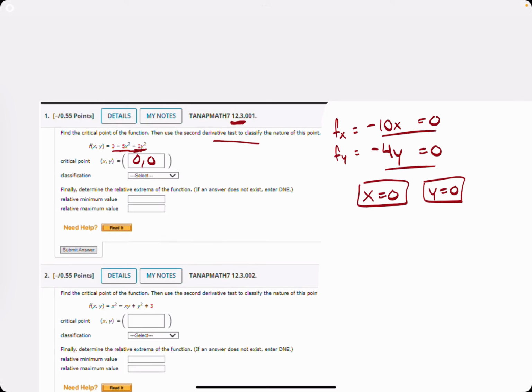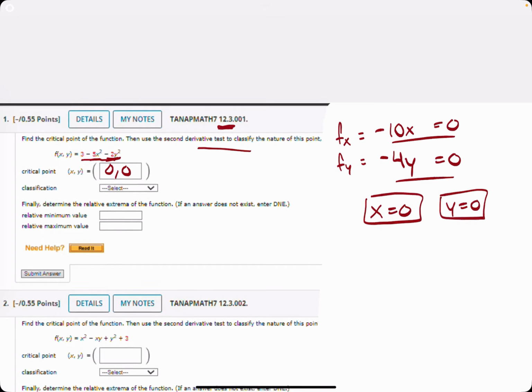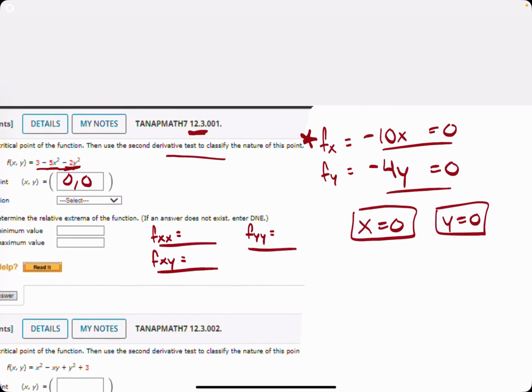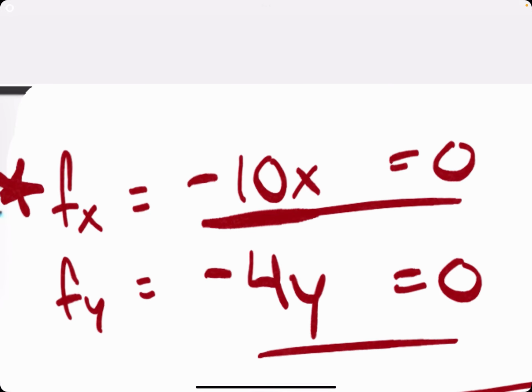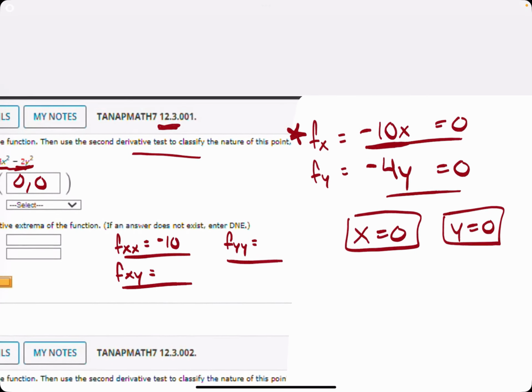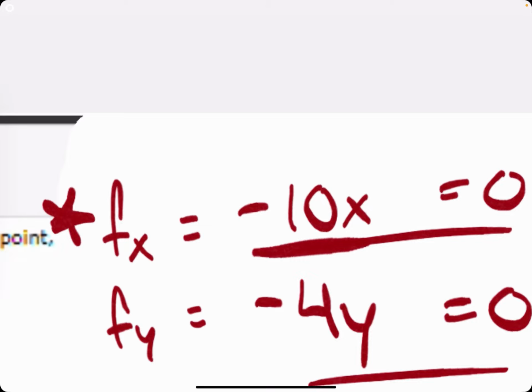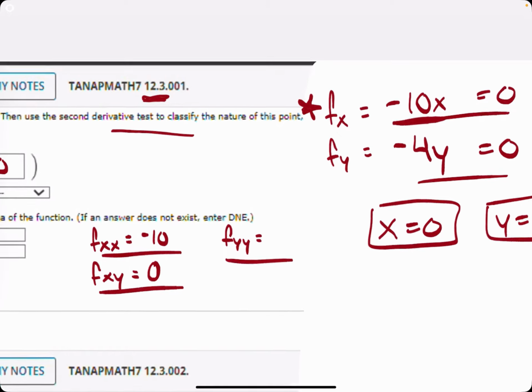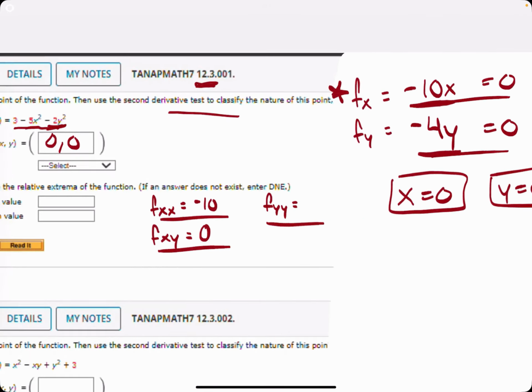Excuse me. Now, we use the second derivative test. The second derivative test is to find fxx, fxy, and fyy. That's the first part of it. So, looking at fx and taking the derivative with respect to x, the derivative of negative 10x with respect to x is negative 10. Looking at fx and taking its derivative with respect to y, negative 10x with respect to y would just be 0 because there's no y term in negative 10x. Now, to find fyy, we look at fy and we take its derivative with respect to y, so negative 4.